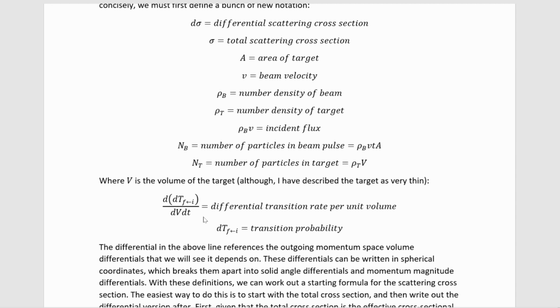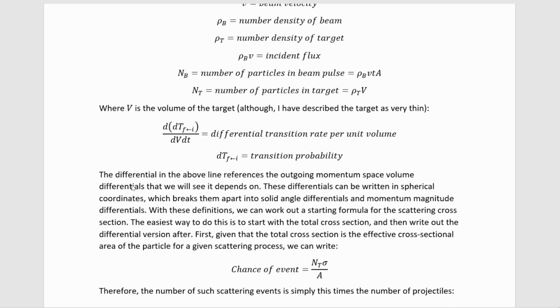This symbol will be used to denote the differential transition rate per unit volume, where for these derivatives to make sense, this would have to be the transition probability, and that's the notation we will use for it. The differential in the above line, this one, references the outgoing momentum space volume differentials that we will see it depends on. These differentials can be written in spherical coordinates, which breaks them apart into solid angle differentials and momentum magnitude differentials. These are the differentials that we were talking about above. With these definitions, we can work out a starting formula for the scattering cross-section.